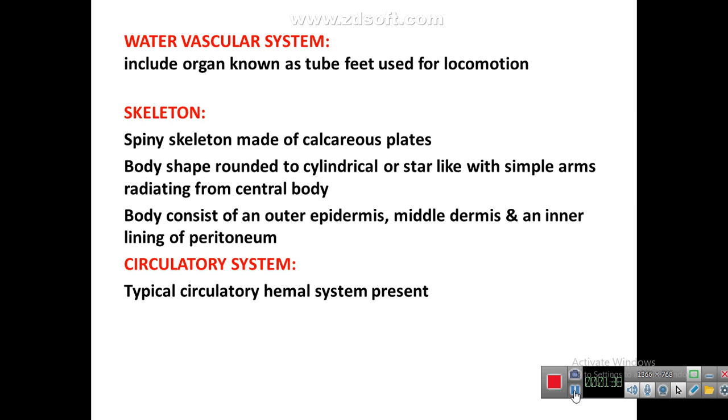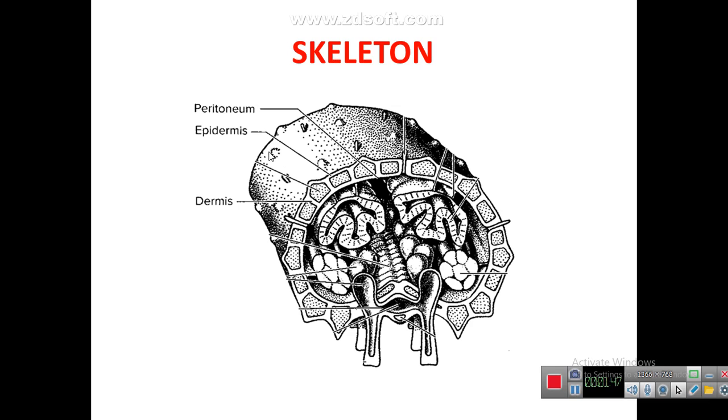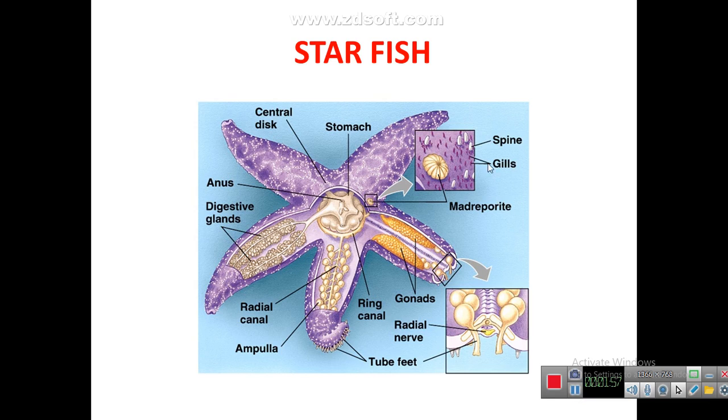Body consists of an outer epidermis, middle dermis, and an inner lining of peritoneum. The skeleton showing 3 layers: the outer layer is the epidermis, then the middle layer is known as the dermis, and the inner lining is known as the peritoneum. And these are the calcareous plates or spines present on the body of the echinoderms.